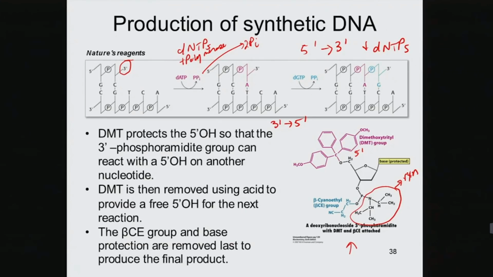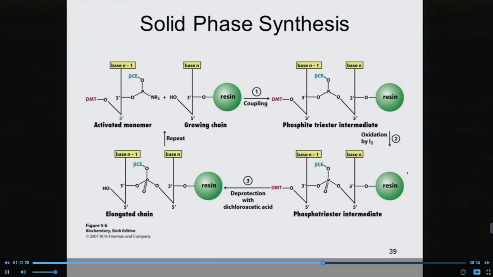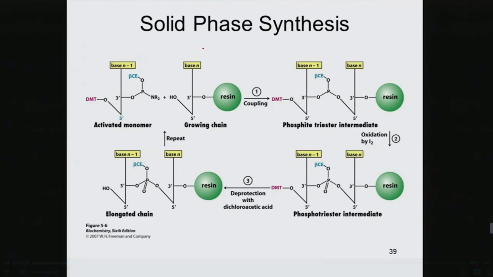So how does the reaction happen? Basically, we're going to get a solid support, a resin, and we're going to attach our nucleoside. That's the last one in the sequence, right? So this is the 3' end. This base represents the last base in your DNA sequence. We have a free 5' hydroxyl on this nucleoside. It's attached to the resin, and we're going to synthesize everything in this direction.